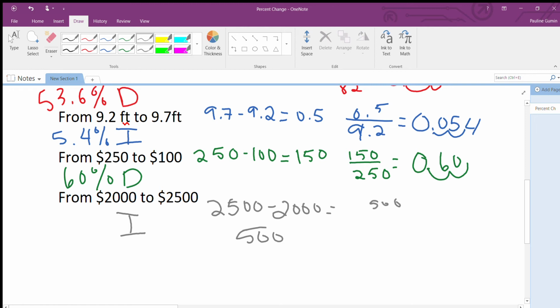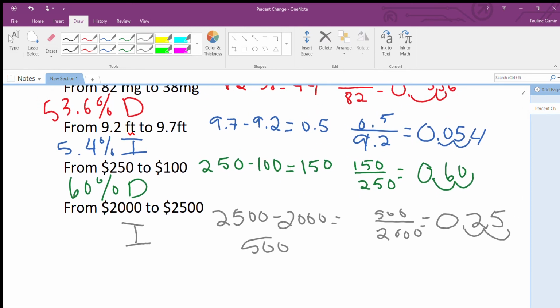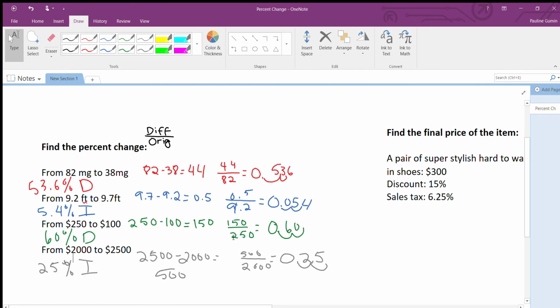So 500 over our original, 2,500. No, our original is not 2,500. Oh my, I'm glad I caught that mistake before I entered it into my calculator. Over 2,000, the original is 2,000. We get 0.25. Move the decimal, 25% increase. Okay, beautiful. So that's how we find percent change when we're given two quantities.